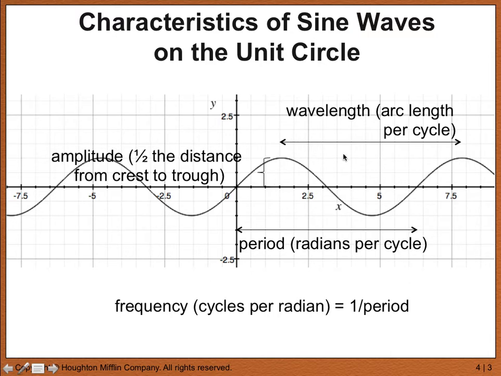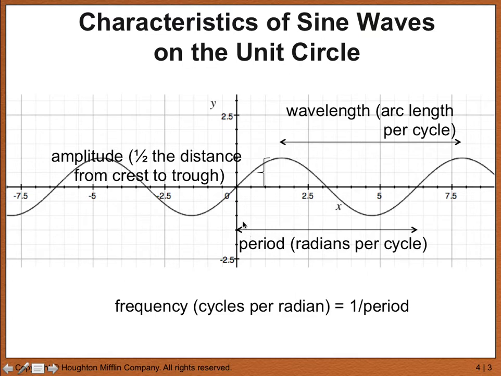I've got wavelength, which is the arc length per cycle. Recall, of course, that on the unit circle, this is the beauty of the unit circle, the magnitude of the arc length equals the magnitude of the angle. Length, of course, is not the same as angle, but the measurement, how small or great that arc length is, on the unit circle is the same exact number as how small or great the angles are. All right, the wavelength then is the distance, or the arc length, from crest to crest.